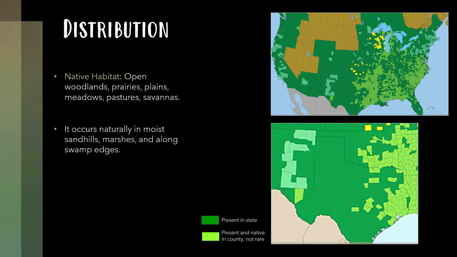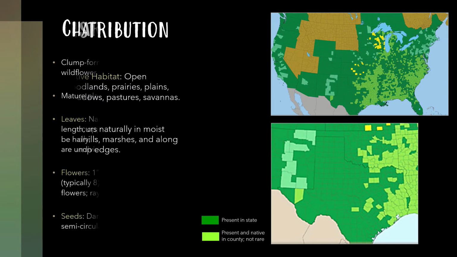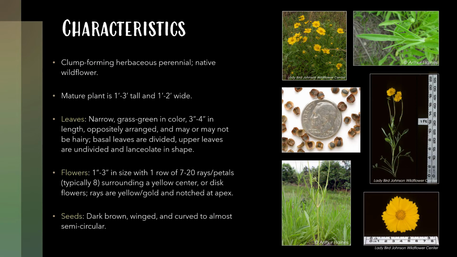Right off the bat, you can see how widely distributed tickseed is. On the right, you can see that the light green section of East Texas is a native region, and it is very commonly found. However, it is present throughout the United States, parts of Canada, and Mexico. The native habitats include open woodlands, prairies, plains, meadows, pastures, and savannas, and it occurs naturally in moist sandhills, marshes, and along swamp edges.